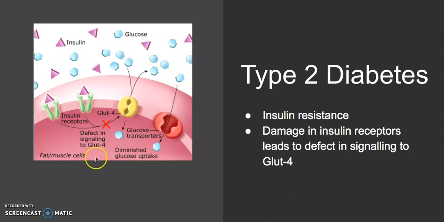So the insulin receptors are not signaling to GLUT4, and in doing so, the fat and muscle cells are unable to take the glucose in the blood and put them in tissues. You would see how this would also correspond to high blood sugar because the glucose is not coming from the blood into the cells, it's staying in the blood.